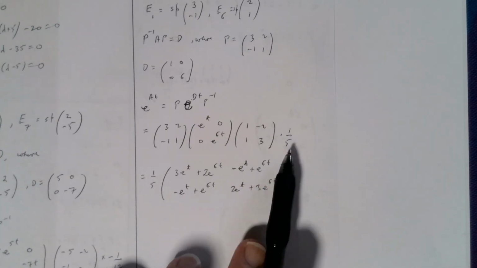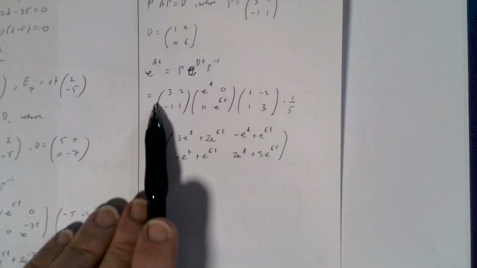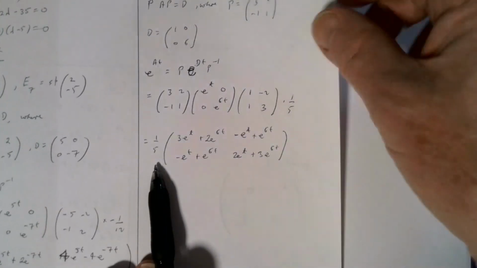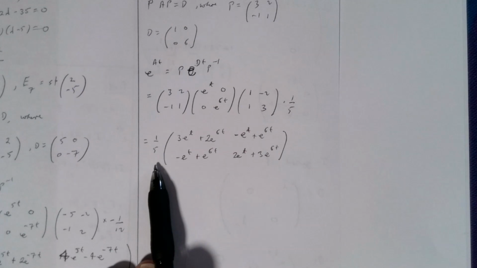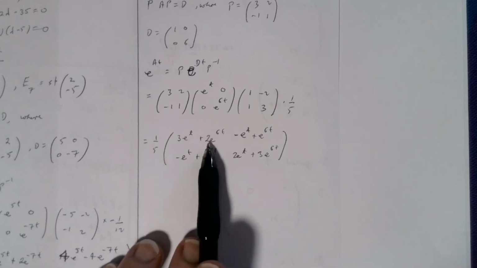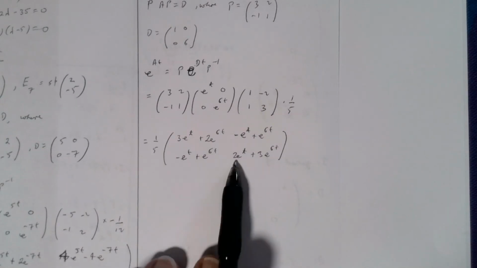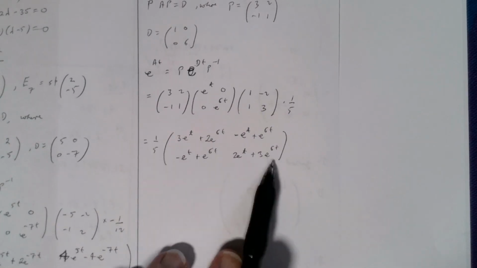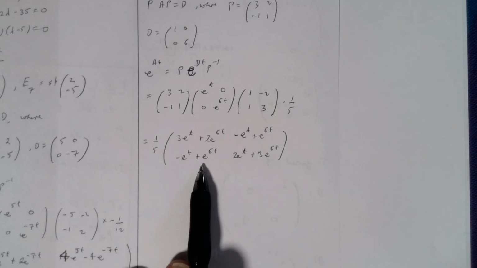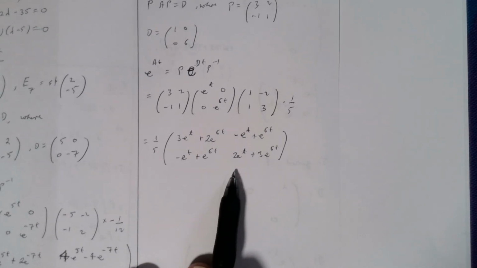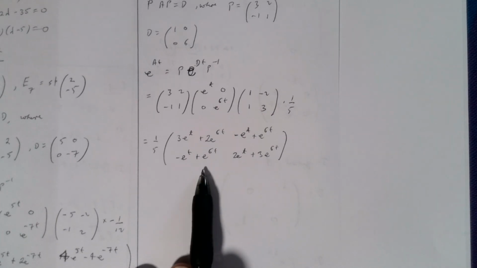And again, I've just expanded all this out longhand, and I get this as the exponential, which I hope if you did this yourself, this is what you would have gotten. And again, you can double check the answer makes sense. If you put t to be 0, you get 3 plus 2 is 5 over 5 is 1, 2 plus 3 is 5 over 5 is 1, minus 1 plus 1 is 0. And so that gives us a nice little check that the answer makes sense at the end. If you put t as 0, you better get the identity matrix.